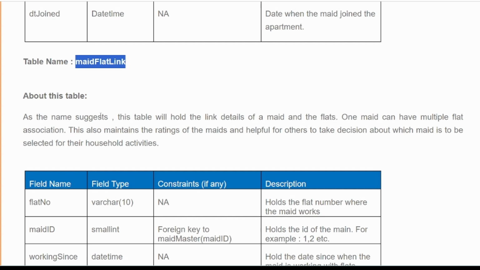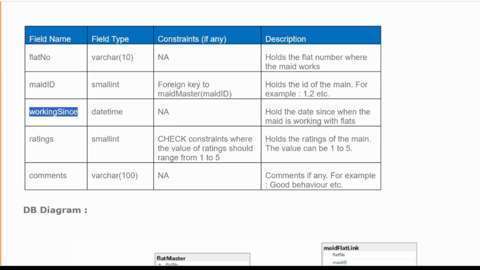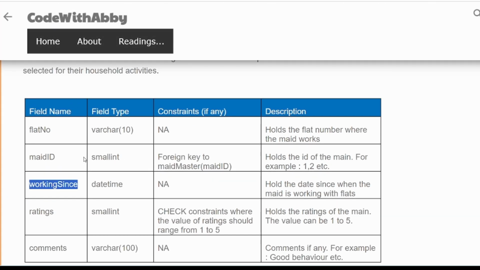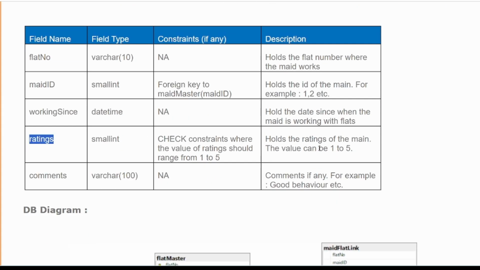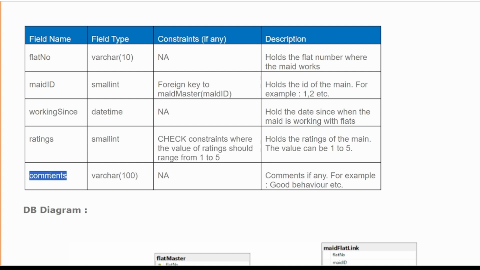Then we have the maid flat link. Maid flat link is the table which links maid and flat both. So flat number holds the number of the flat. Which flat number? We have maid ID, which is a foreign key to maid master. This will also have a foreign key to flat master, so this will be mentioned here. And working since, from which time the maid works in that flat in this association. Ratings, we have ratings from 1 to 5, so there would be a check from 1 to 5. And then comments, any comments if any, like good behavior, etc.